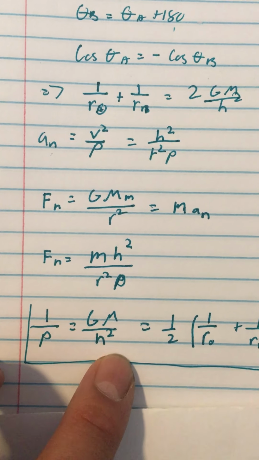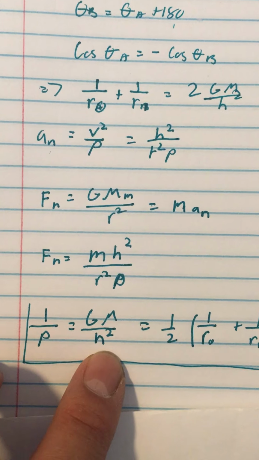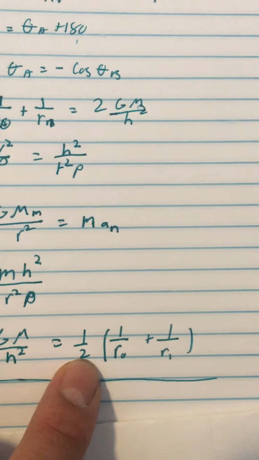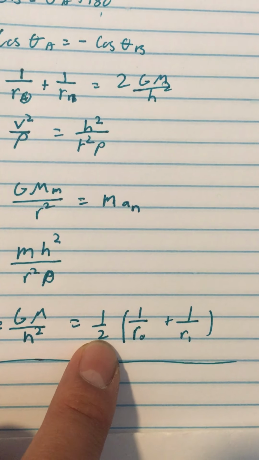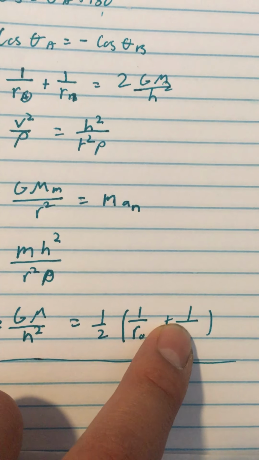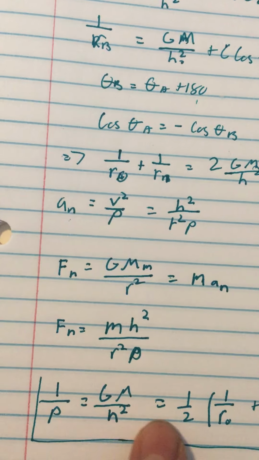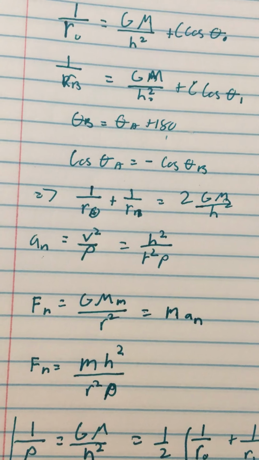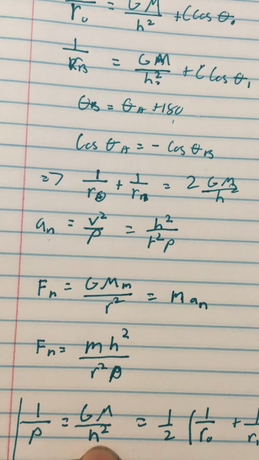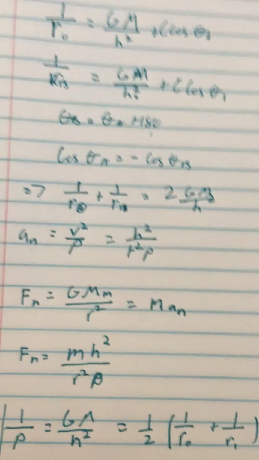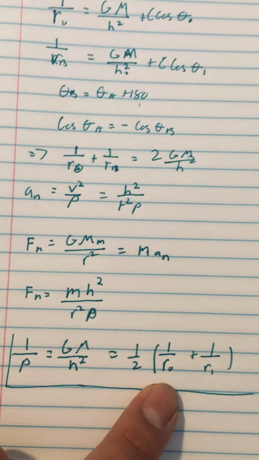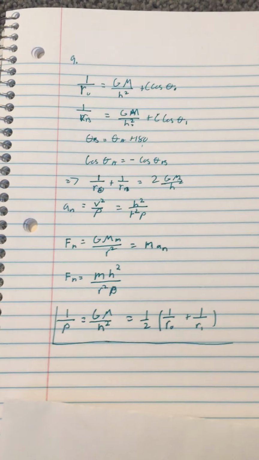We know that equals GM, and then it equals 1/2 times 1 over R theta plus 1 over R1, GMm, yeah, equals that right there. And then we're all good. Okay, thanks.